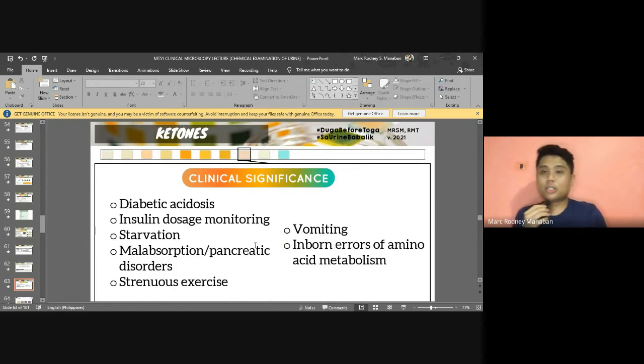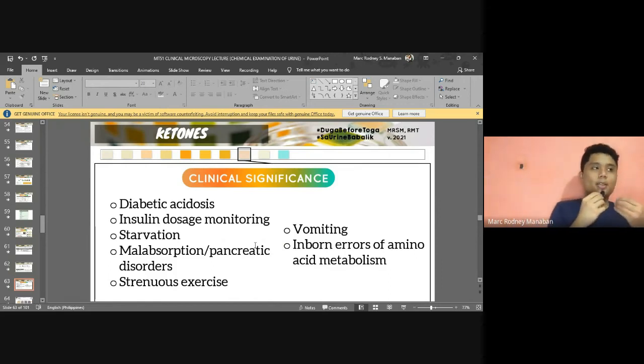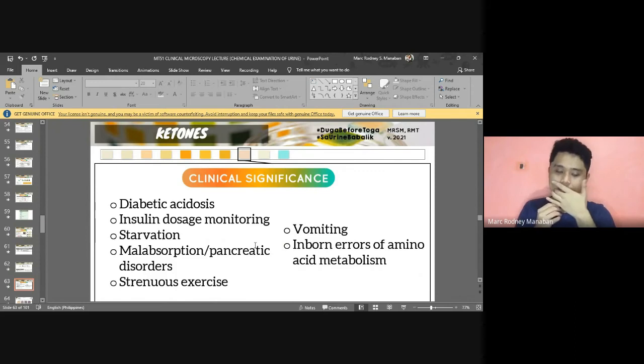So, of course, if the DM is not controlled, the body will revert or choose to metabolize other substances or other storage materials as a source of energy. And one of that is fats. Okay? Insulin dosage monitoring, starvation, of course. Malabsorption or pancreatic disorders. Yes, the carbohydrate is not absorbed, so it is difficult or there is no glucose to be obtained. Strenuous exercise, vomiting, and inborn errors of amino acid metabolism.